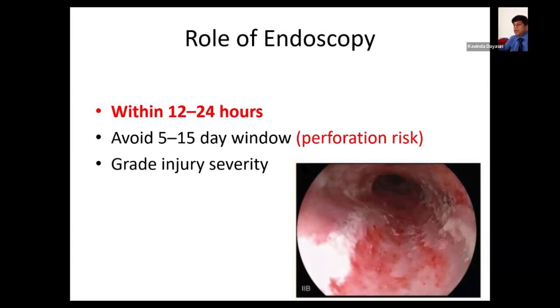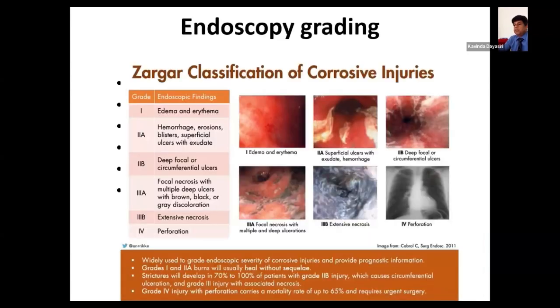So this helps to have a careful look at the mucosa and then to grade the injury severity. The severity classification we use with endoscopy is called the Zargar classification of corrosive injury. There are 4 grades with subgrades. Grade 1, then 2A, 2B, 3A, 3B, and 4.